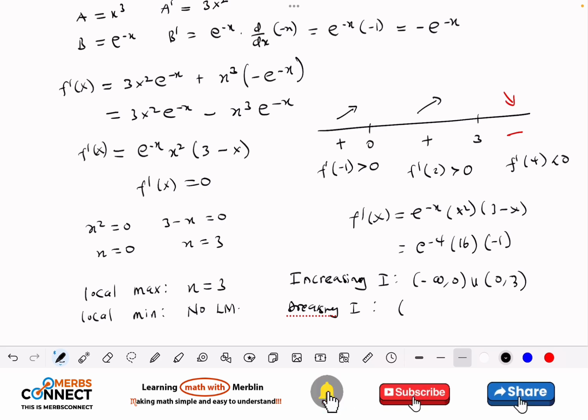Decreasing interval should be from 3 to positive infinity. Yeah. So that's what you are going to get at the end of the day. But let's look at something here. We can actually also combine the whole of this, right? If 0 is, let's say, we don't know what is happening there, we can also combine this and write it like minus infinity up to 3, which is also true, right? So something like that. All right.